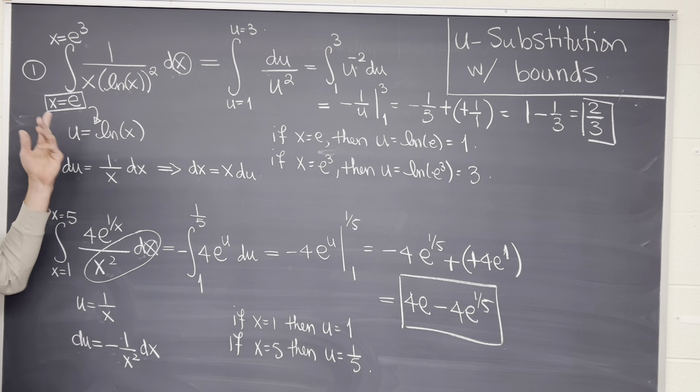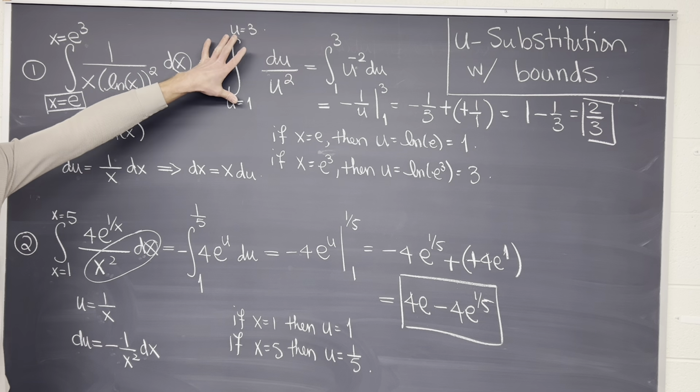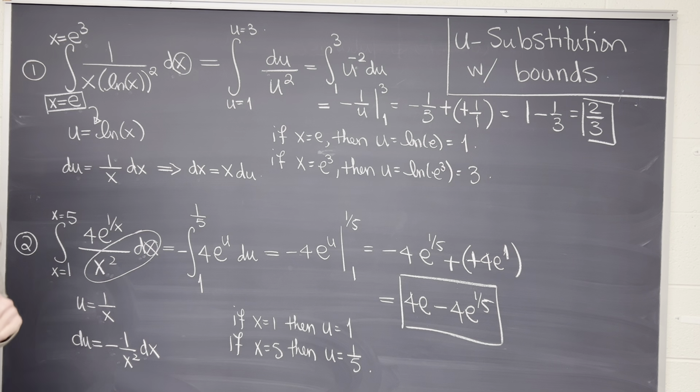So there you have it. You've got 2 examples using u-substitution and changing the bounds into u rather than back substituting and using the original bounds in x.